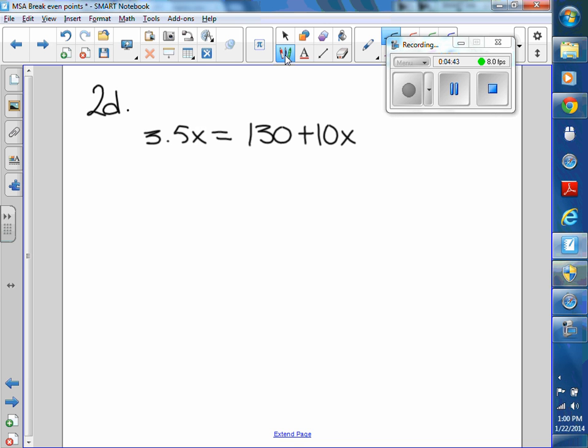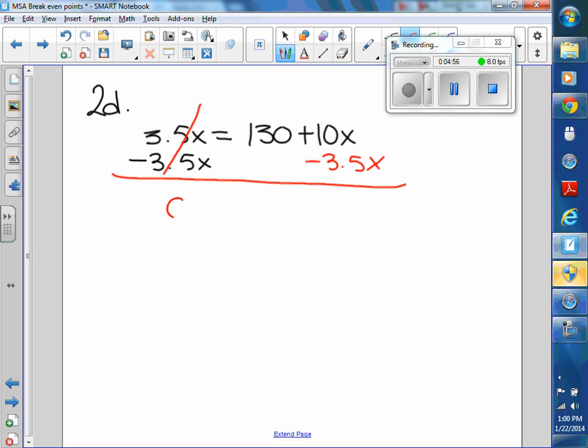So you could bring the 3.5x over by subtraction. It's actually 3.5x. And just make sure then you have a 0 here. So 130 plus 6.5x is what is on the right-hand side. Then you have to subtract something. So how about we subtract the 130?